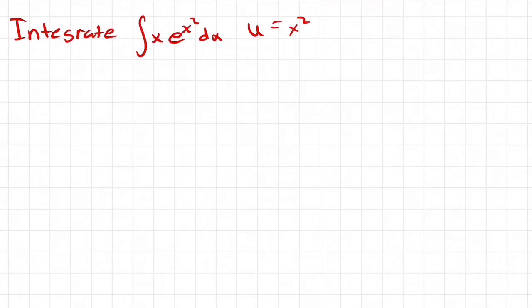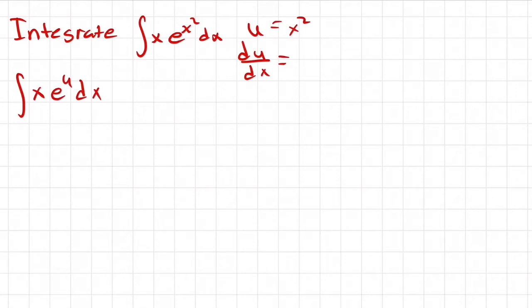So now I'm going to rewrite the integral with the u variable, so I get the integral of x e to the u, and we're integrating with respect to dx, as you can see right there. Now I'm going to differentiate this u equation, and when I differentiate u, I get that the derivative of u with respect to x is going to be equal to 2x.